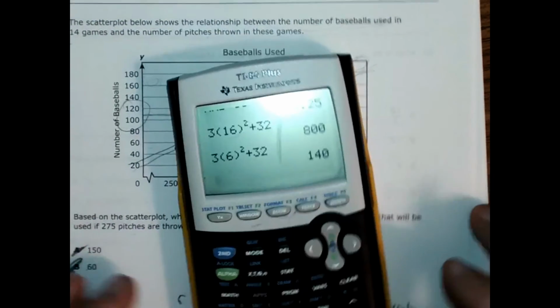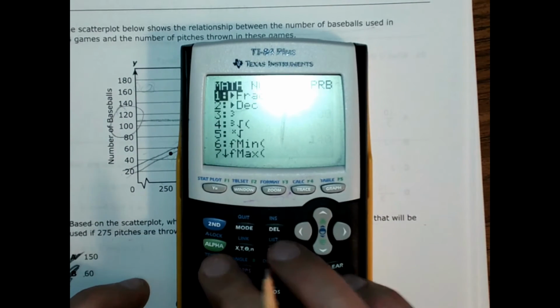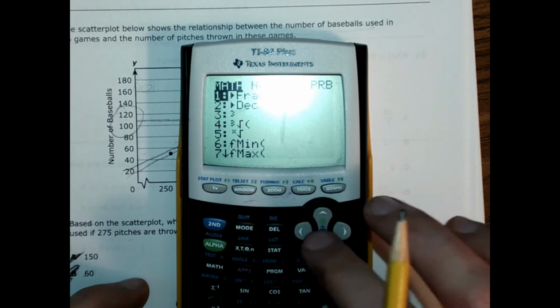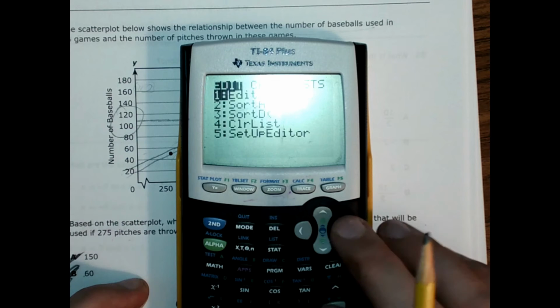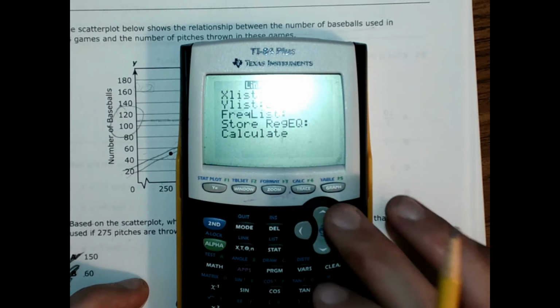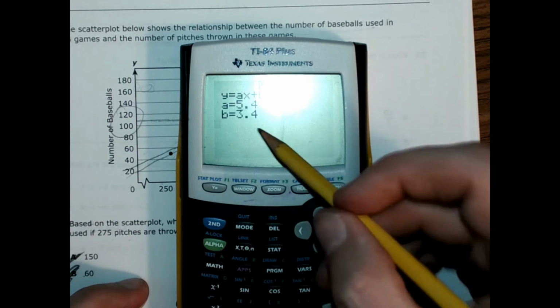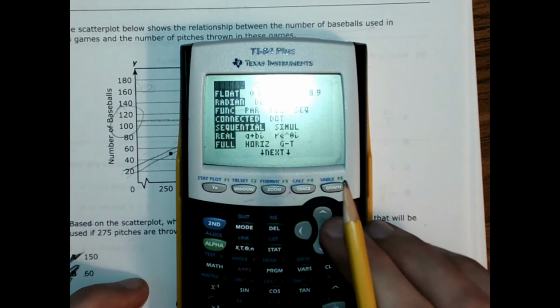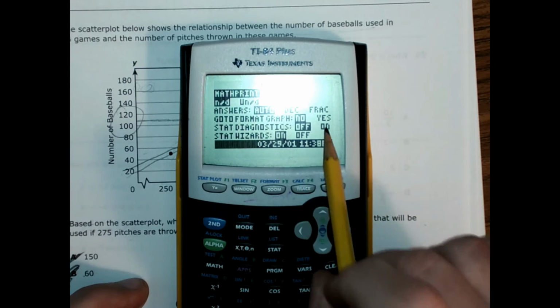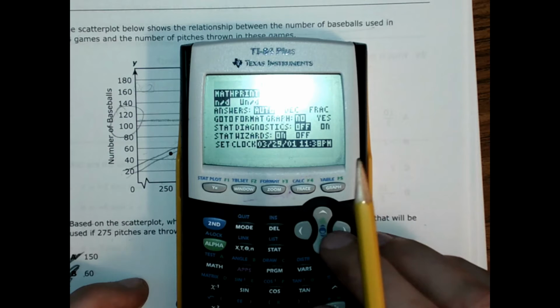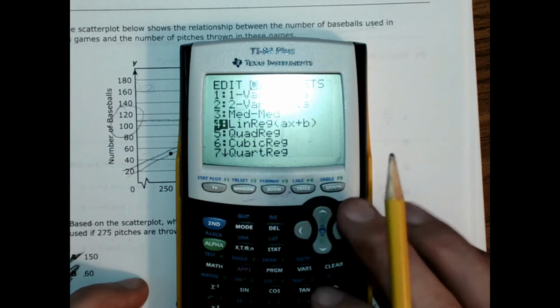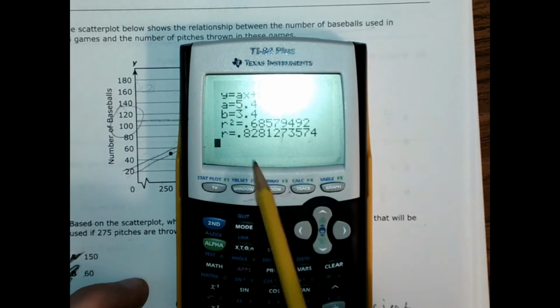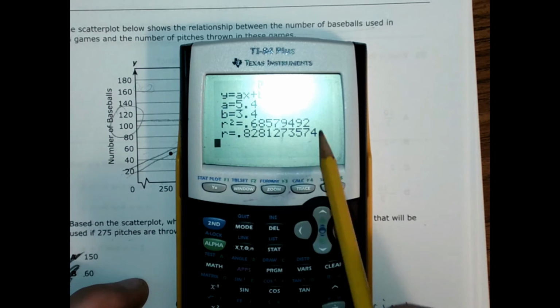And you can discover that by using the stat, edit, doing a list, and doing a regression. In order to get the correlation coefficient on there, you go to mode and you set the stat diagnostics to on. And then you can go back and run your regression, and now the correlation coefficient is R.